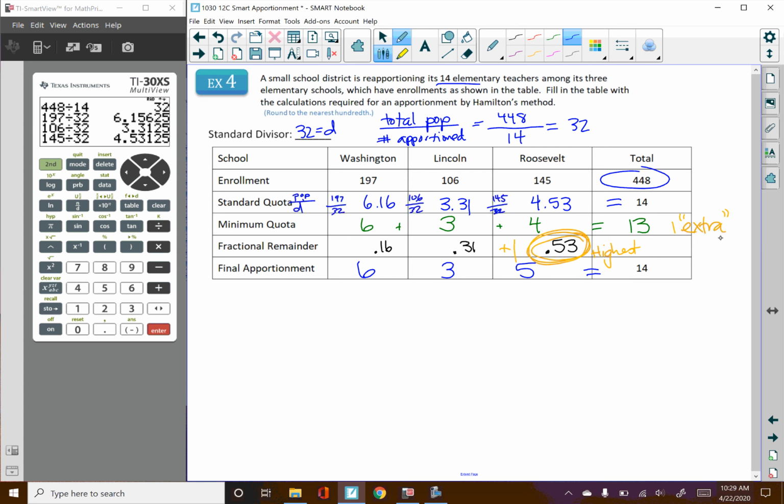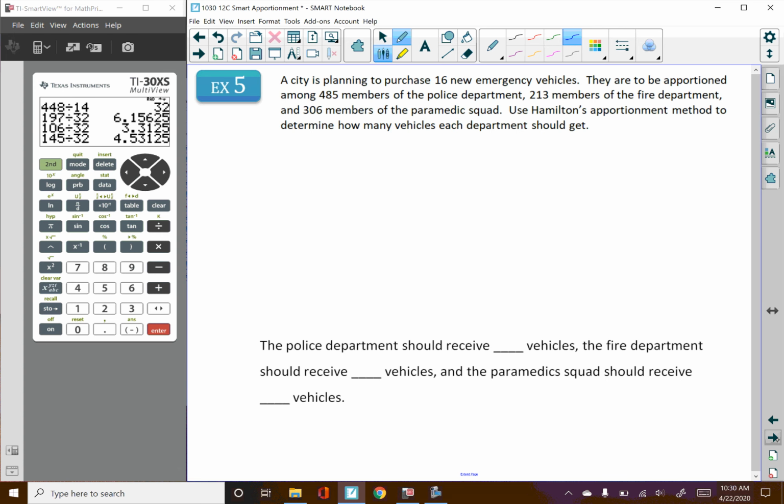Now, this one had 1 extra. Sometimes there'll be 2 extra or 3 extra. It just depends on the situation. You're not always just deciding where the 1 extra goes. Sometimes there's more than 1 extra. Okay, let's try another apportionment. This time we don't have the table to help us, so we just have to keep track of what we're doing and think through it.